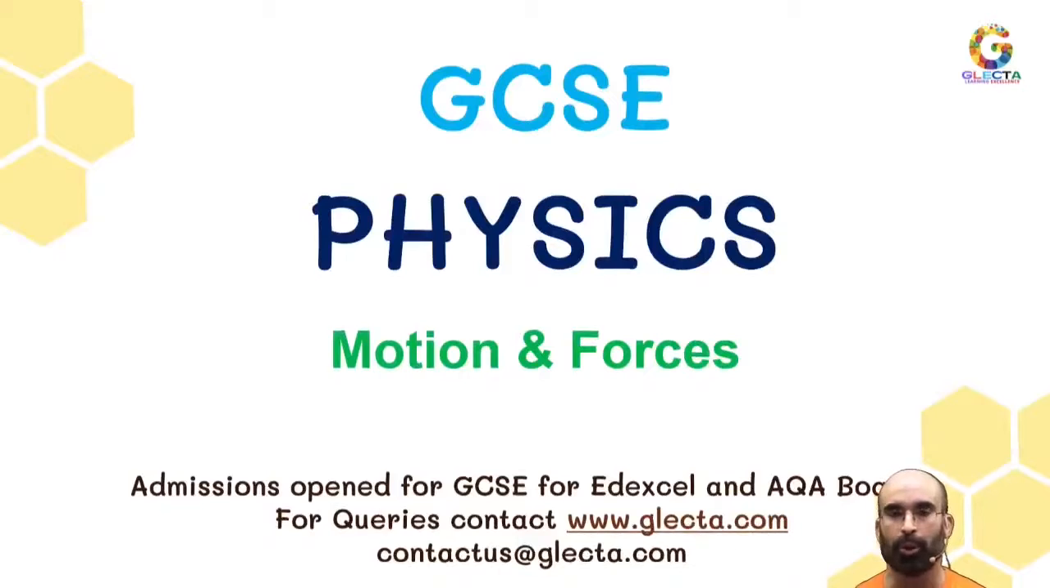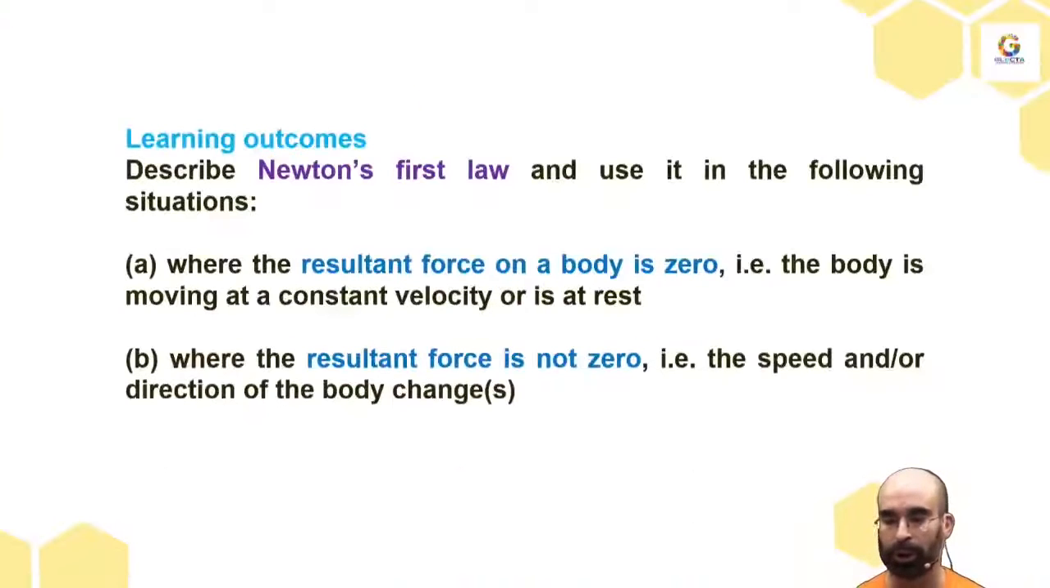After the session, we are going to learn Newton's first law and use it in the following situations. Where the resultant force on a body is zero and the body is moving at a constant velocity or is at rest. Another situation where the resultant force is not zero, the speed or direction of the body changes.